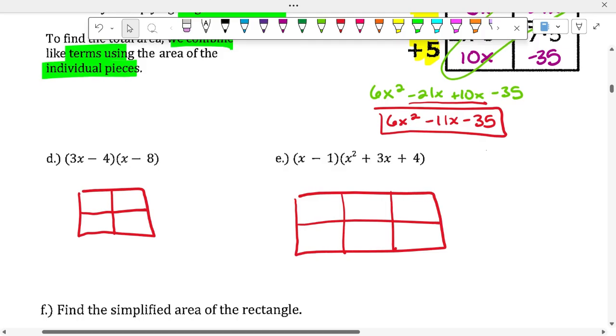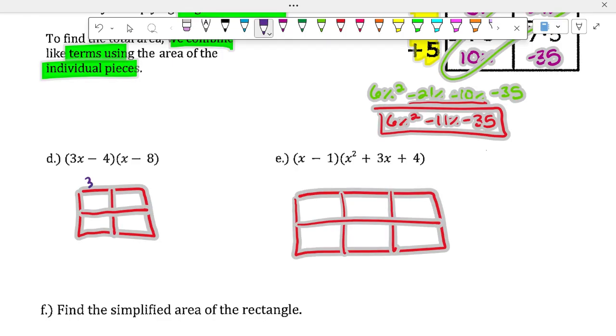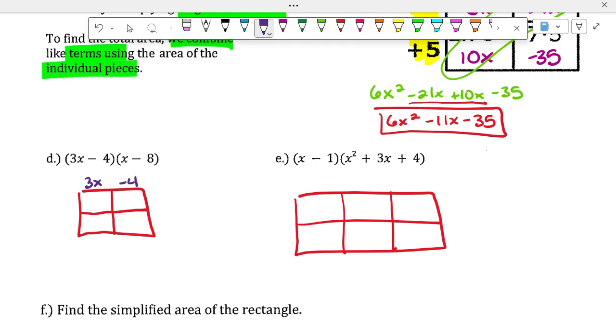So let's set up letter D. Now, it does not matter if you have a square as your box, which polynomial you put where. All right. So I'm going to put the 3x minus 4 across the top. Make sure that each term lines up with a row or column. And the x minus 8 on the side. You could completely flip-flop it. It doesn't matter.